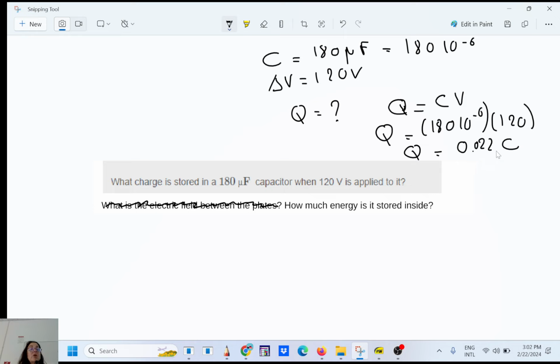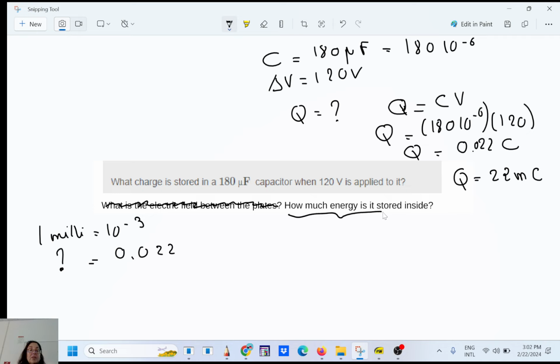And if I want to convert that to millicoulomb, since we are in scientific notation, you multiply by 1,000, that's going to be 22 millicoulomb. So 1 milli is 10 to the negative 3. So if you have 0.022, how much is that in milli? So you divide by 10 to negative 3.